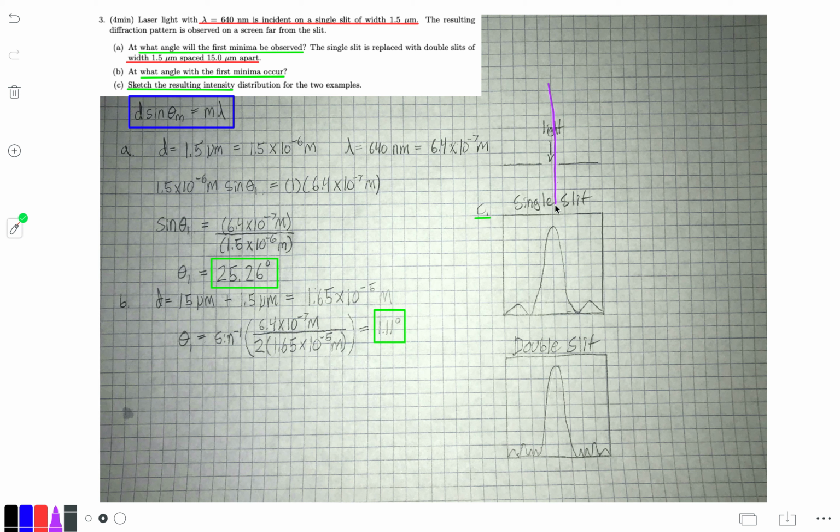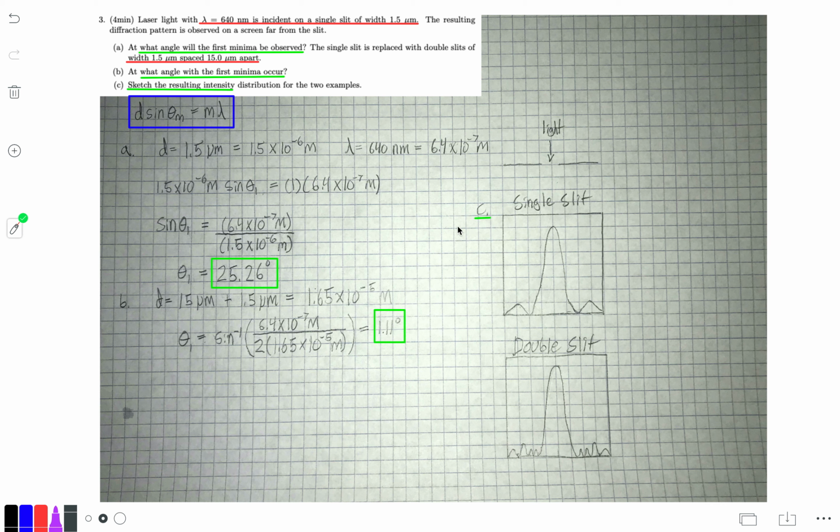But we have light coming through here, and then it's diffracting, going to here and going to here, and most of the light just shines straight through, but we do have that diffraction. Same thing for double slit. We just notice a lot more minima that are possible. So we'd have a minima here, here, here, and so on, and then of course we have our maxima here.